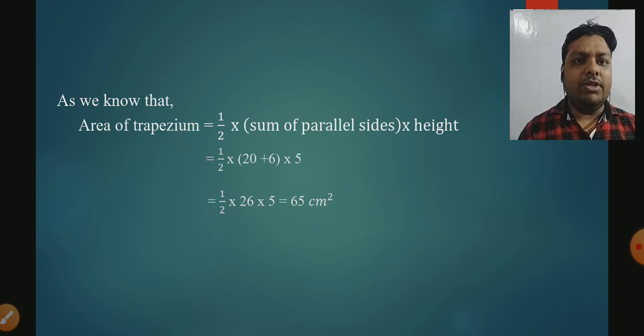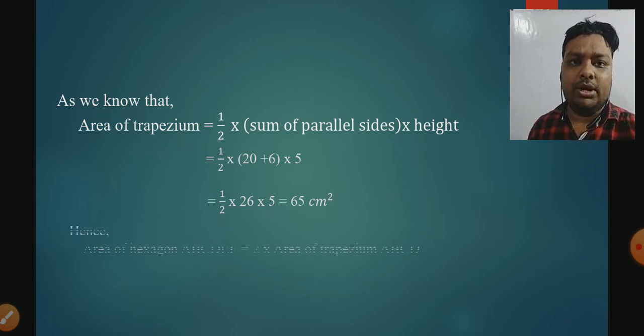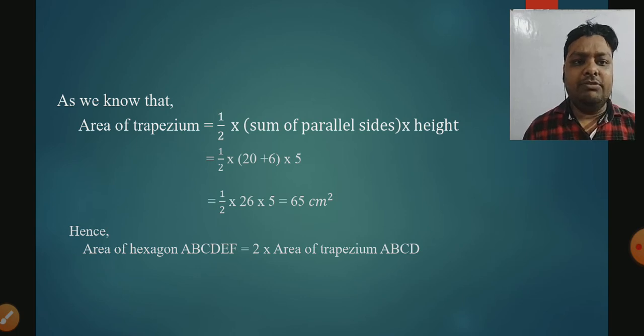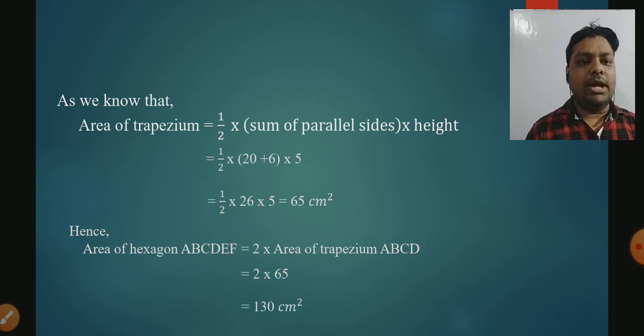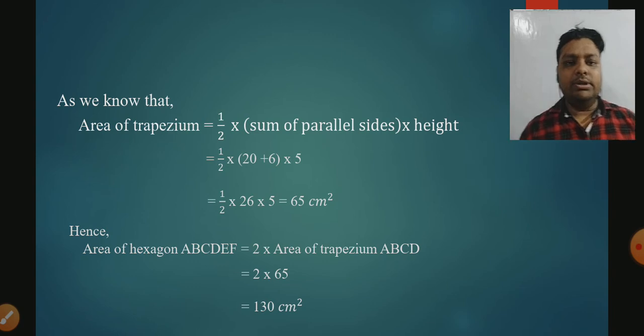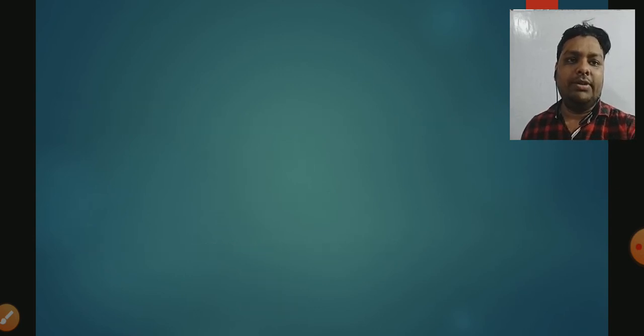But this is the area of half of the hexagon. Because the whole hexagon has been divided into 2 equal parts, we will multiply it by 2. So 2 into 65 is equal to 130 centimeter square. Like this we can find the area if the figure given is a regular polygon. Okay students, I hope that you all have understood.